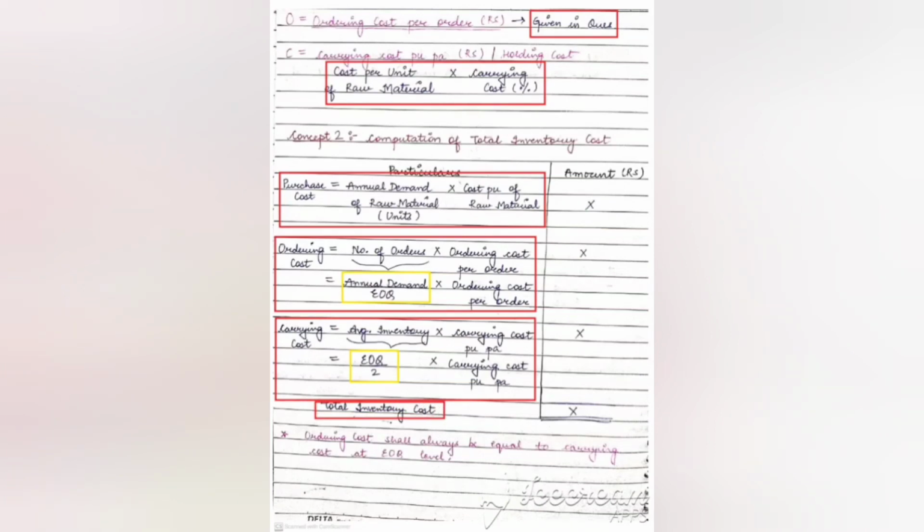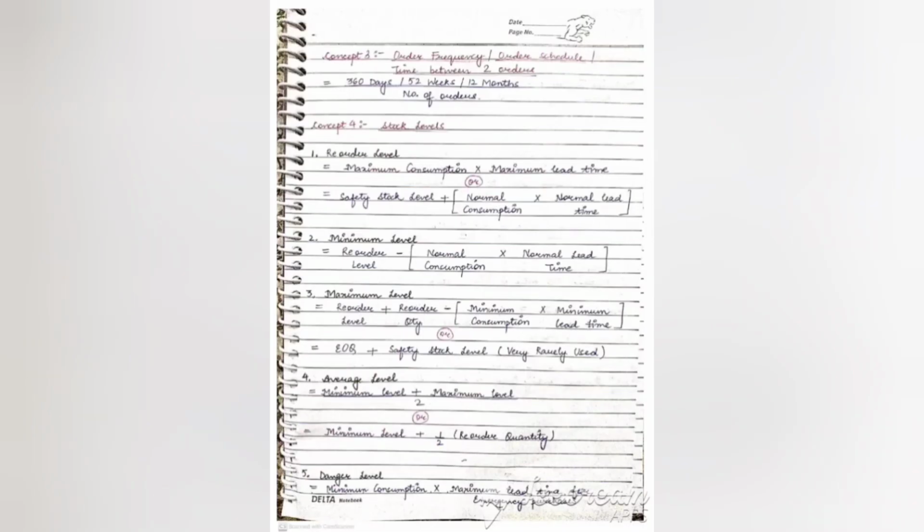We shall pay attention to this fact that ordering cost shall always be equal to carrying cost at EOQ level. Okay. Then concept 3 is order frequency or order schedule or time between two orders. So this is equal to 360 days or 52 weeks or 12 months upon number of orders.